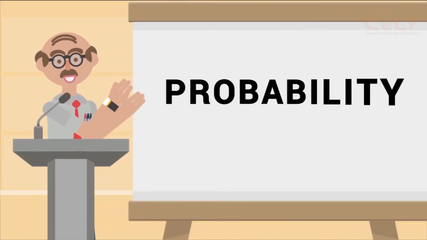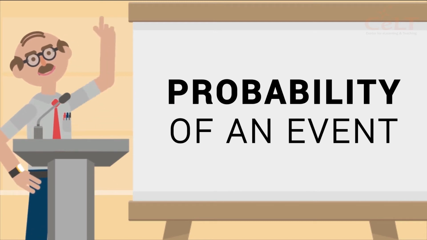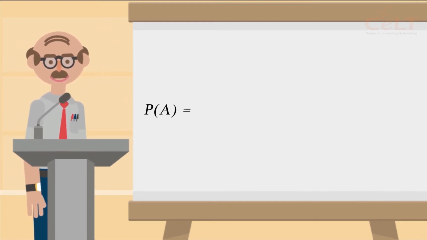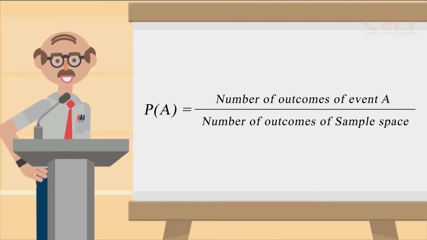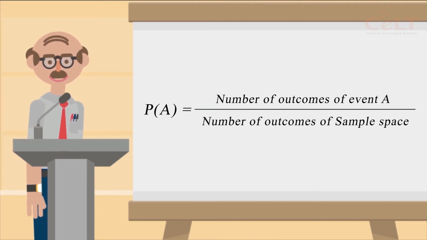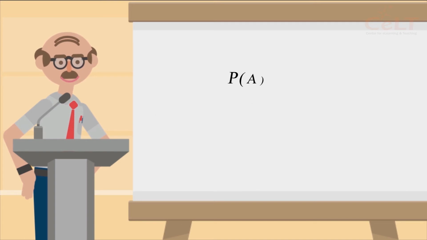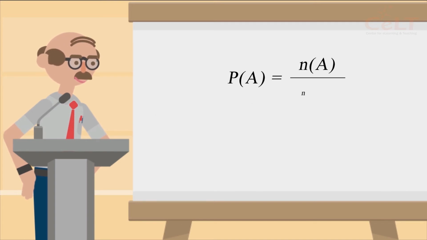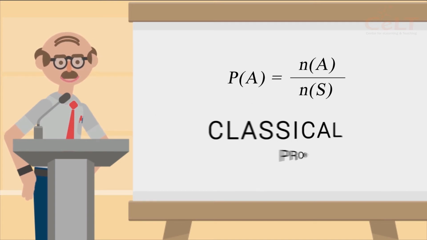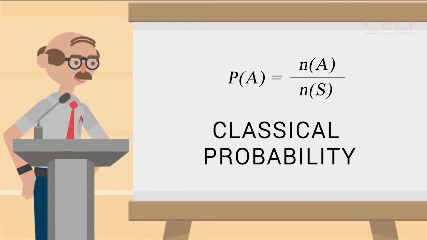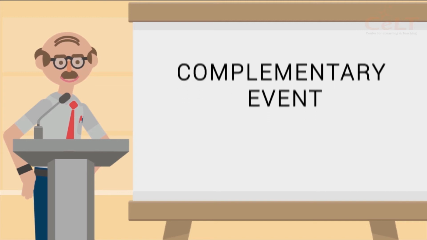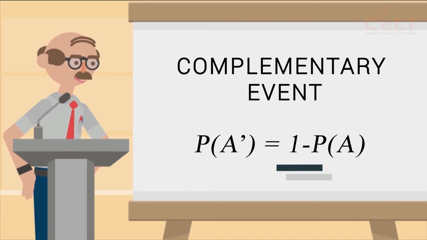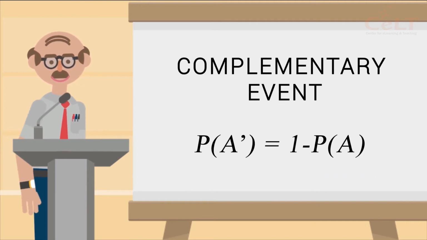In general, the probability of an event A happening is defined as the number of outcomes of event A divided by the number of outcomes of the sample space, denoted by the following formula. This formula is called the classical probability of an event A. To complete the event, the complement of event A can be used with the following formula.